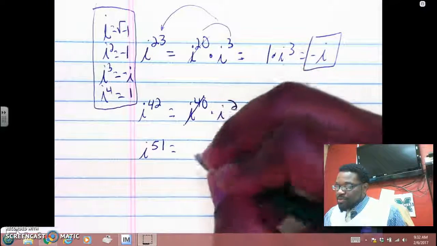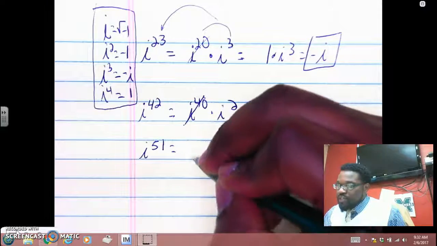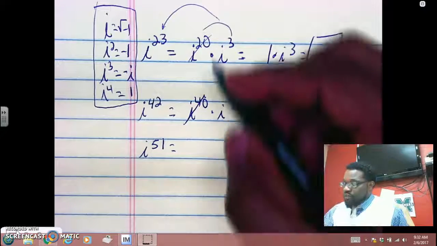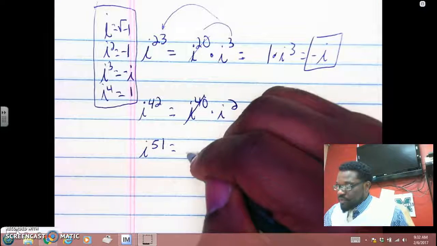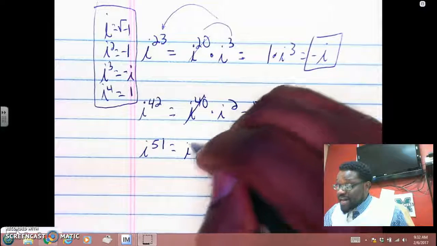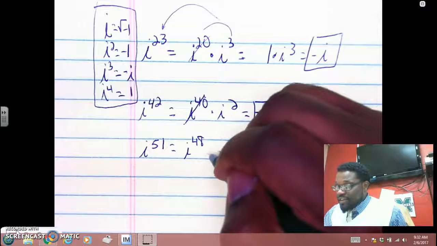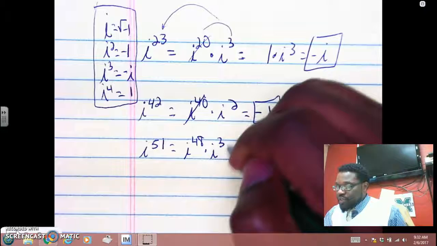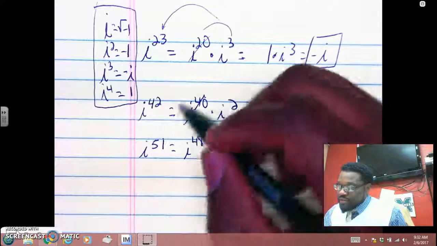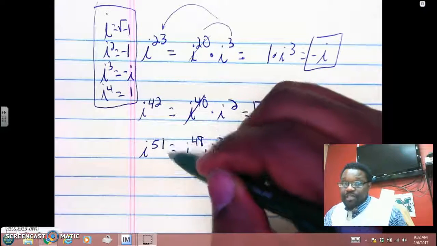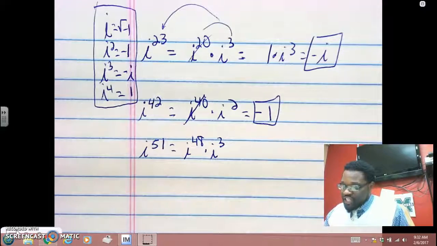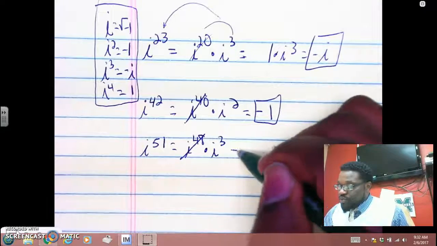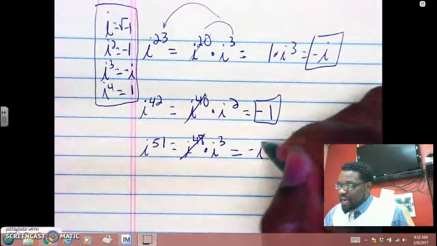51, is that divisible by 4? No. Is 50 divisible by 4? I don't think so. Then we got 49 and 48. i to the 48th, yes, that's divisible by 4. And 3. How do I know a 3 goes there? Because whatever I put over here, both of these have to add up to be this one over here. So it's just addition and subtraction using an old exponent property that we should know. That equals 1. And again, i cubed is negative i.